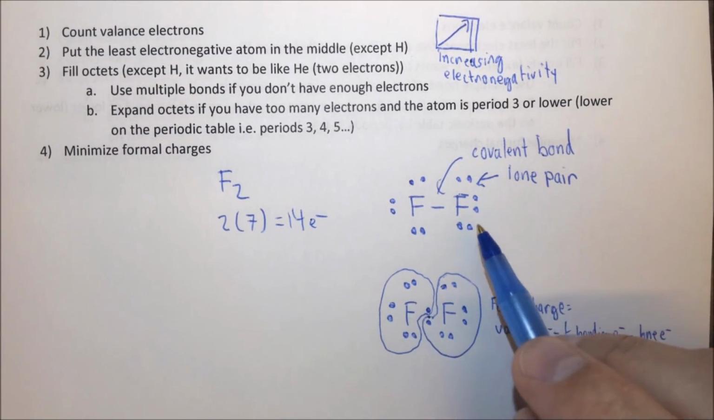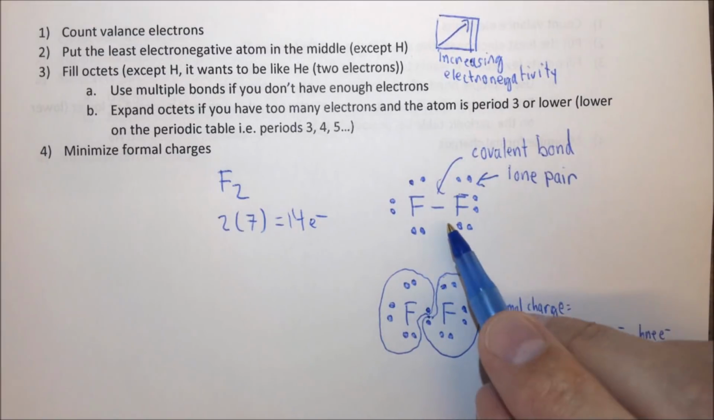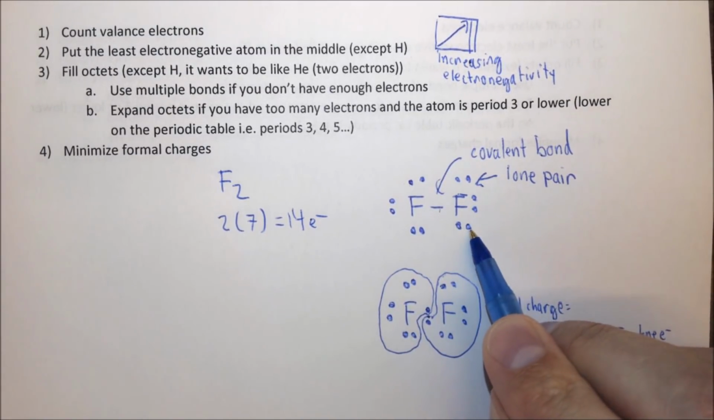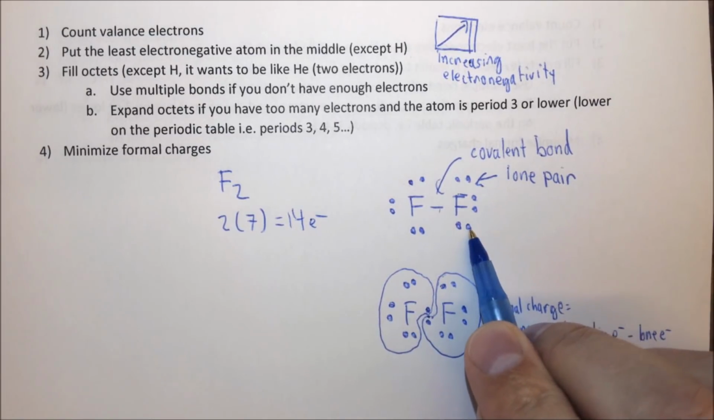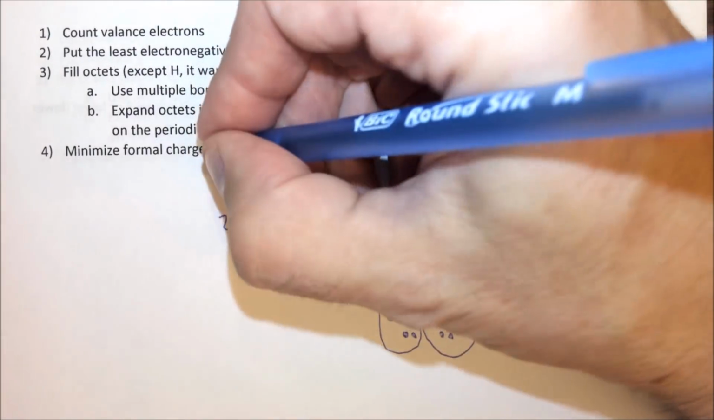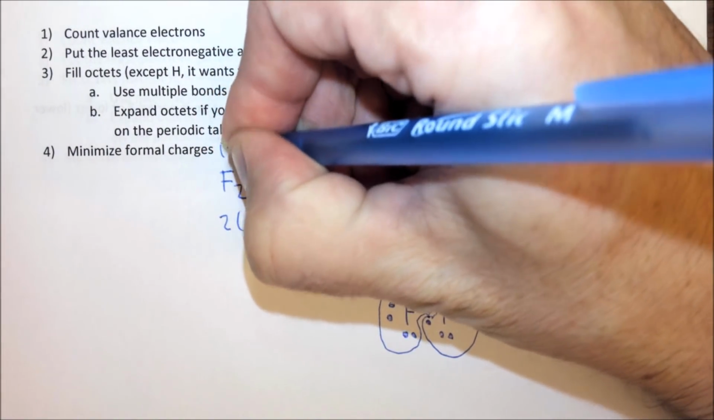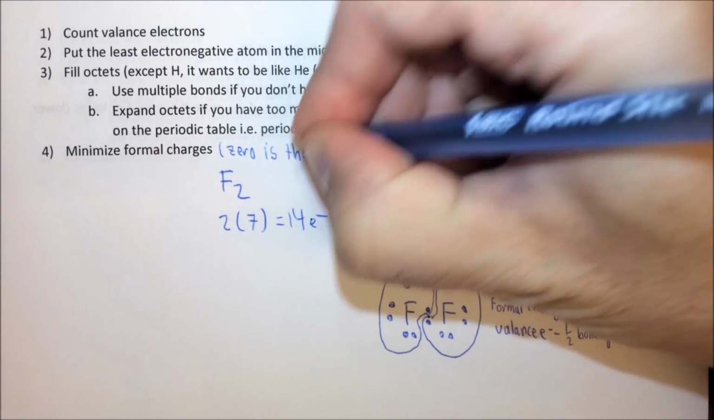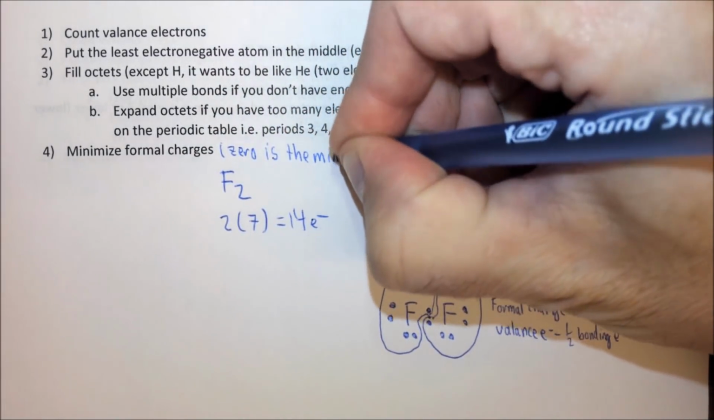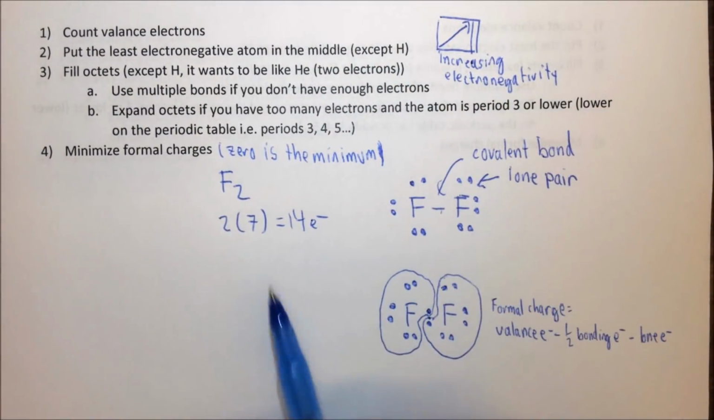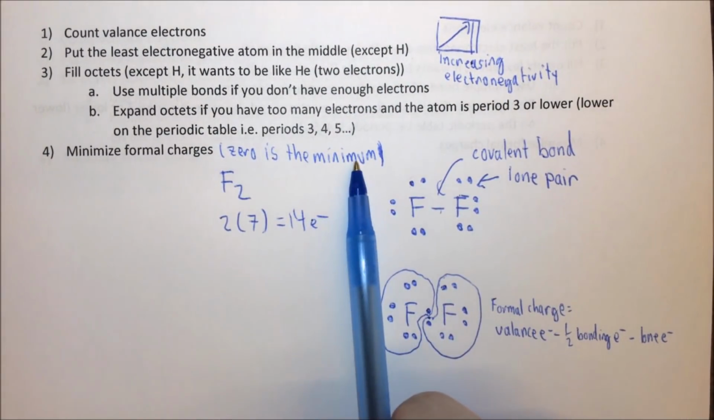It wants to have 7 electrons around it. Count the dots as 1, count the dashes as 1. 1, 2, 3, 4, 5, 6, 7. Wants 7, has 7. It is neutral. When it says minimize formal charges, 0, neutral, is the minimum. All right, so this doesn't mean the largest negative number. It means make the formal charges 0.